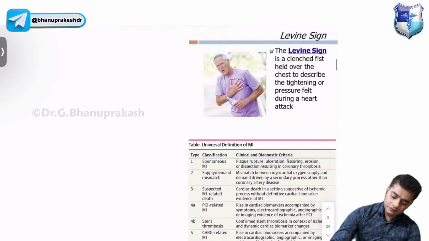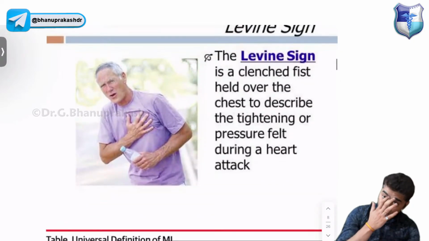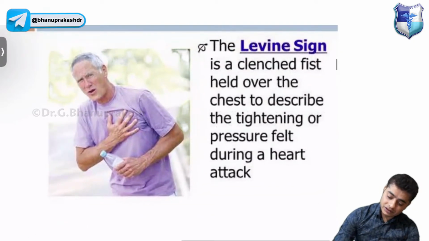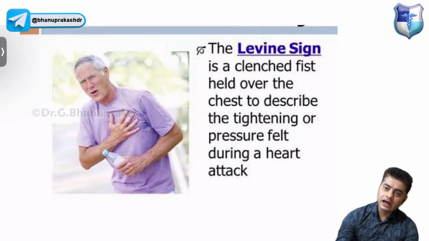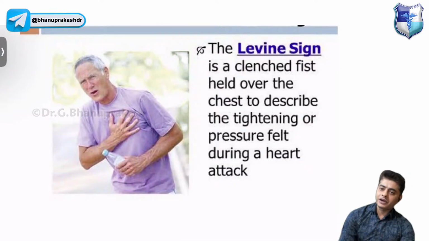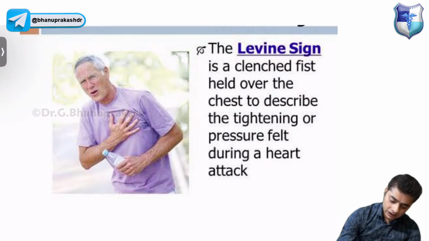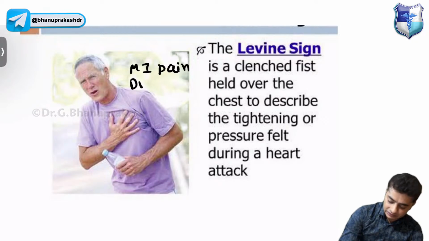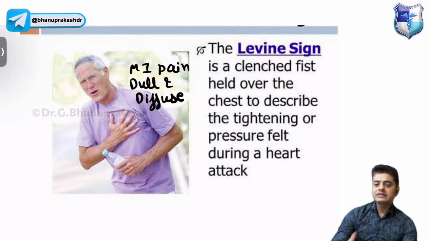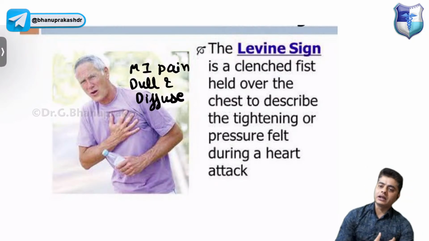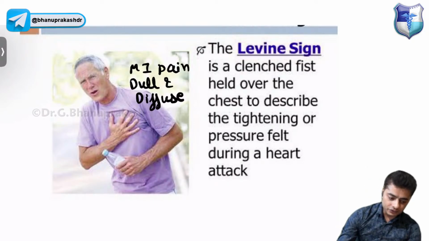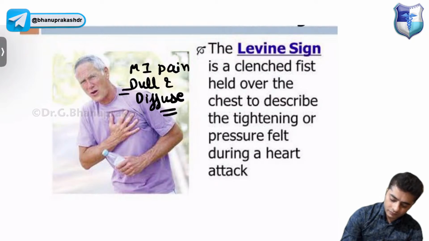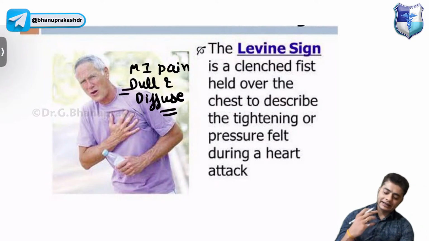Now there is an important sign in MI, that is Levine sign, in which the patient is clenching his fist held over the chest to describe the tightening or pressure felt during a heart attack. Now, here we can see that this MI pain is dull and diffuse kind, because you can't localize the pain, so it is dull and diffuse, and is presenting pressure, tightness, and squeezing.